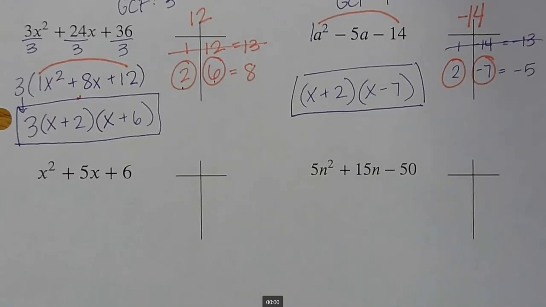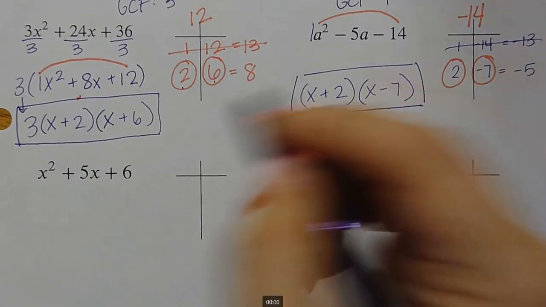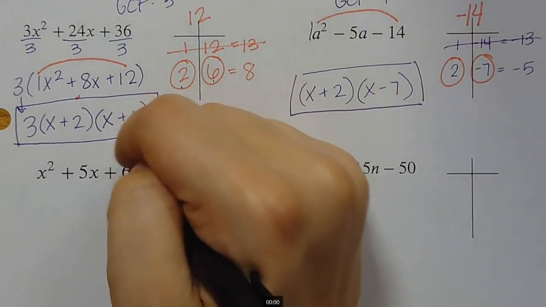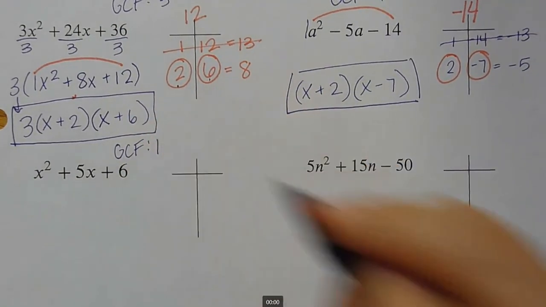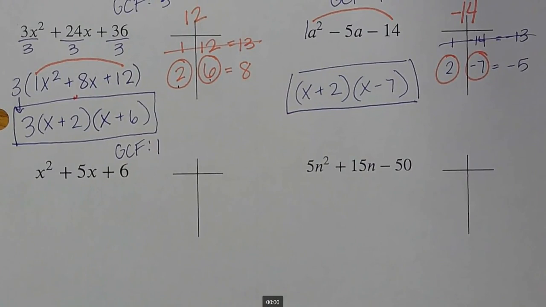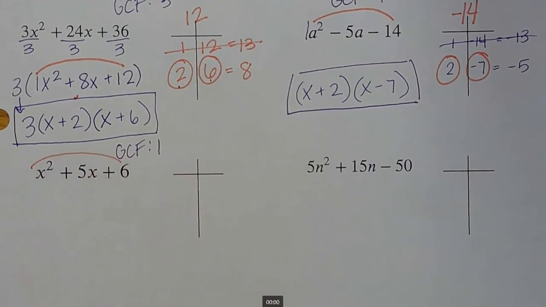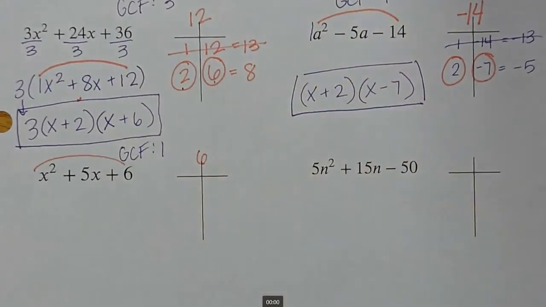We have x squared plus 5x plus 6. So for this one, what is the GCF? 1. So again, when it's 1, do I have to divide anything out? No. So let's do a times c. 1 times 6 is 6.